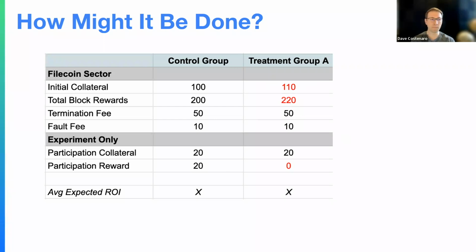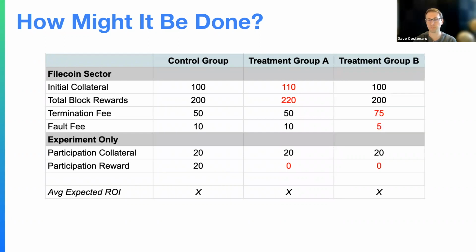So treatment group A, items in red then are what you're modifying. Down at the bottom there, you see there is no participation reward. That has been moved to an increase in the initial collateral and a corresponding increase in the block rewards, so that your net ROI comes out to the same. You can see what would happen if you changed the relationship between block reward and initial collateral.